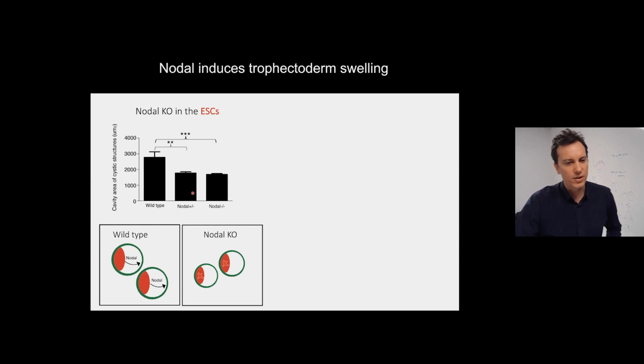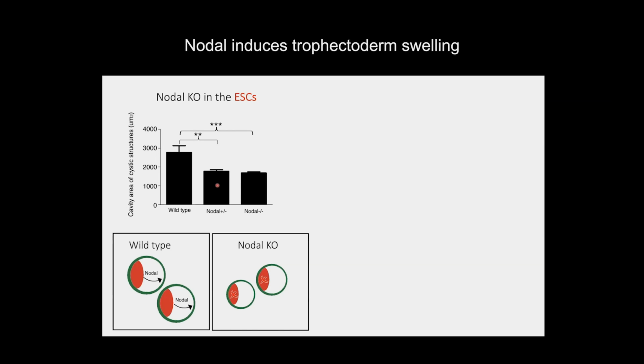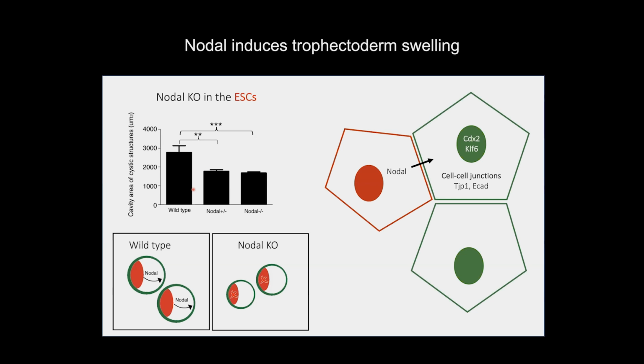And so we worked on this hypothesis by first doing knockouts for nodal only in embryonic stem cells, an experiment that is quite difficult to do still in the blastocyst. And what we observed is that indeed the size of the cavity is decreasing. So we are phenocopying the phenotype that we saw by dosing nodal on top of trophospheres. We can then sequence those structures, and what we find out is that there are two key transcription factors, CDX2 and KLF6, that are regulated.